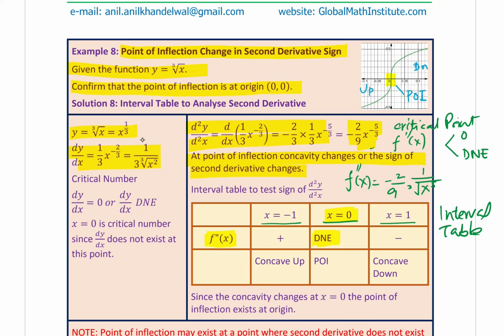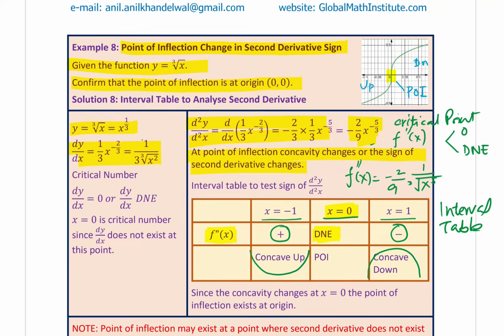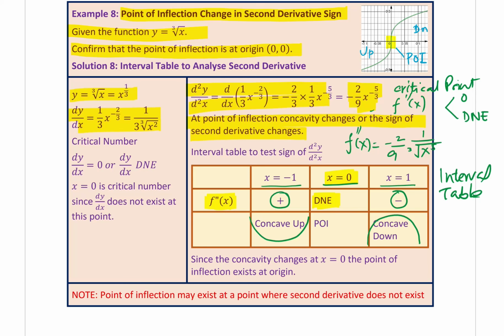Substitute the value and you get a positive value on the left side. So that means positive value means concave up for positive and concave down for negative. Clearly, the concavity changes from up to down, and therefore we have a point of inflection at x equals 0. Correct? So I'd like you to go through this solution, understand, and then move on.